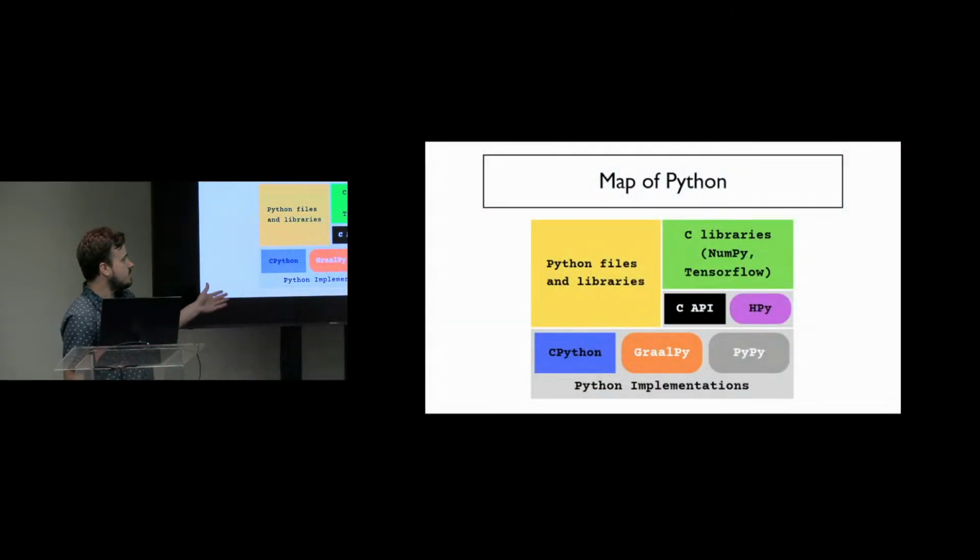At the bottom, you have your Python implementations. These are all just different programs that can run Python code. There are two main ways of interacting with these interpreters. You can have files written in Python, and some libraries are written in Python that you can also use. But you can also interact with C code. Obviously, the Python interpreter can't just run C code straight out of the box, so you use an API to connect the C code to the Python code. Currently, the standard is the C API, but then we also have HPy. But we'll get to all that later.